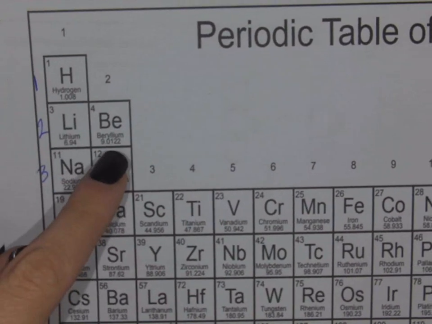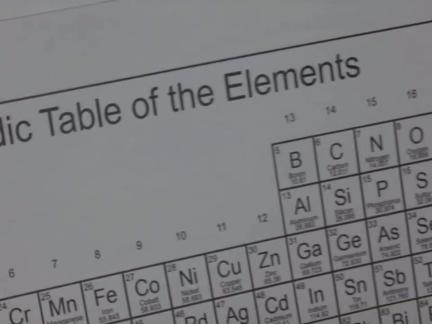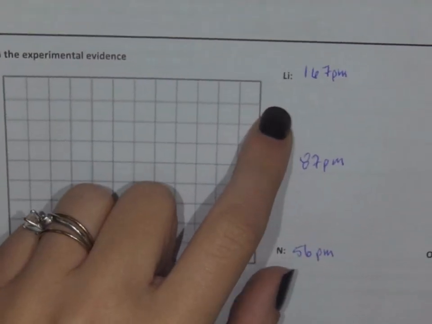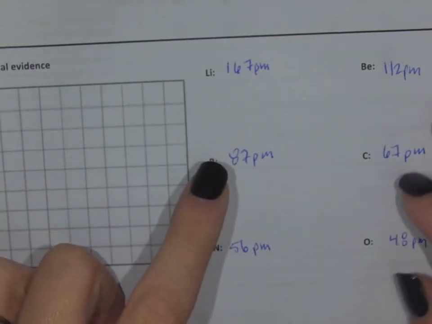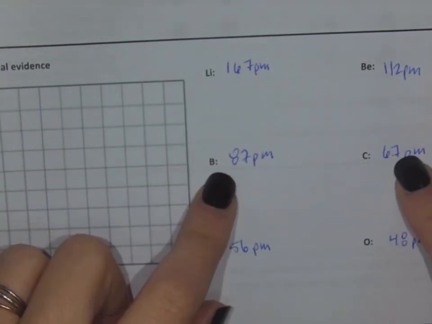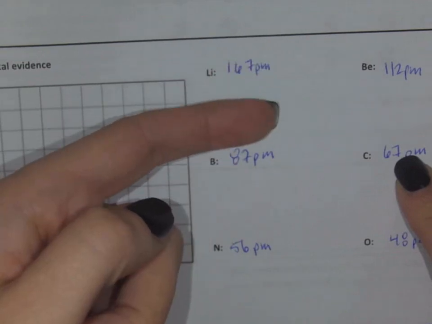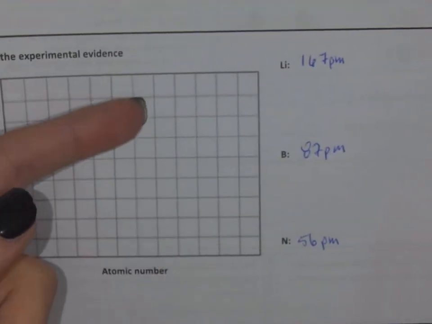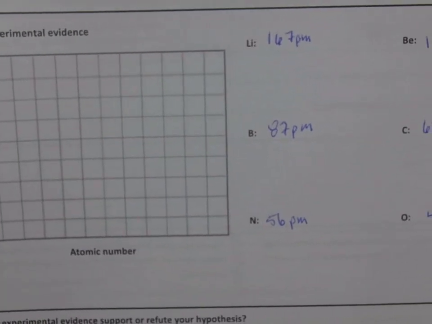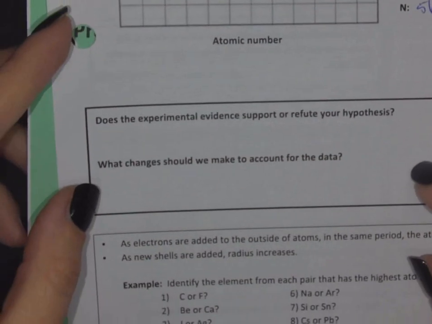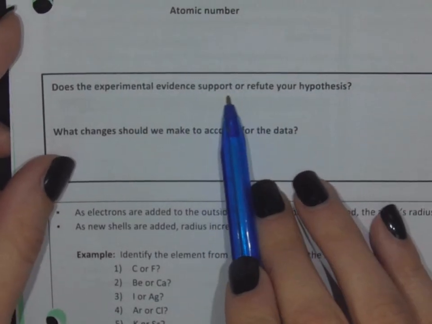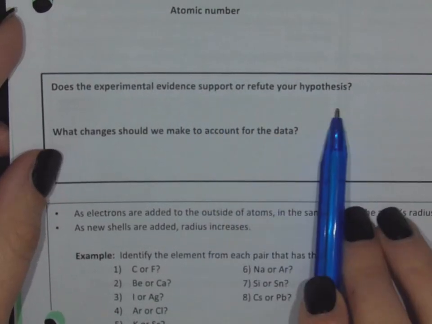We went from lithium to beryllium to boron to carbon. And as we did that, the atomic radius decreased. So when you go down a group, the radius will increase, but when you go across a period, the radius decreases. Okay. Does this evidence support or refute what you were saying above?